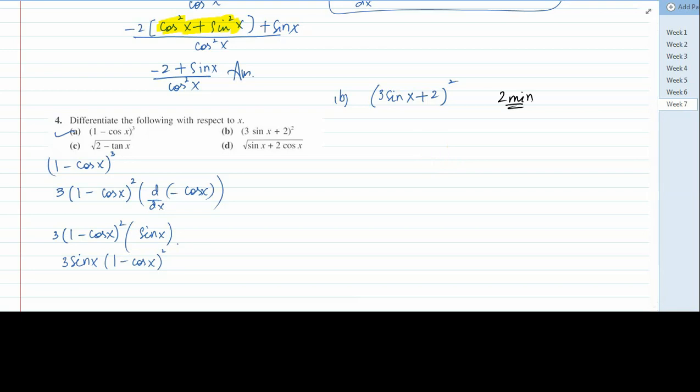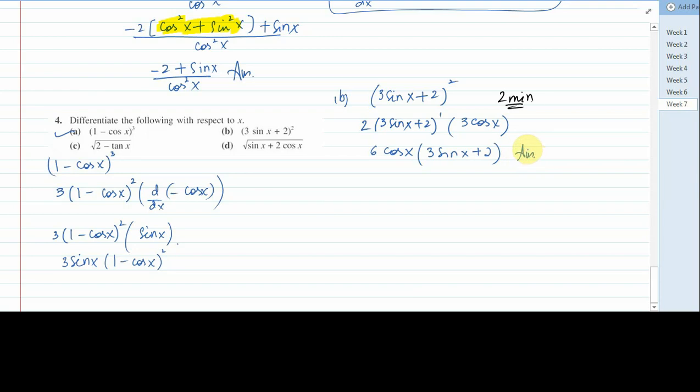Alright, so first we need to derivate the power. It will be 2, subtract 1 from the power, so it will be 2 minus 1 leads to 1, and then the function which has power, it's 3 sine x, right? So the derivative of 3 sine x, it will be 3 cos x, right? And now we need to multiply. So 3 2s are 6 cos x times 3 sine x plus 2, and that is your answer.